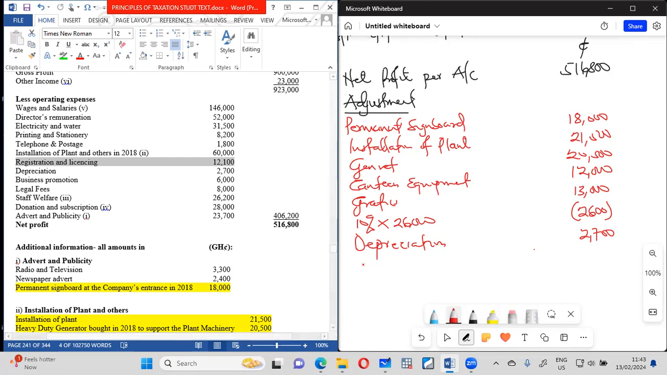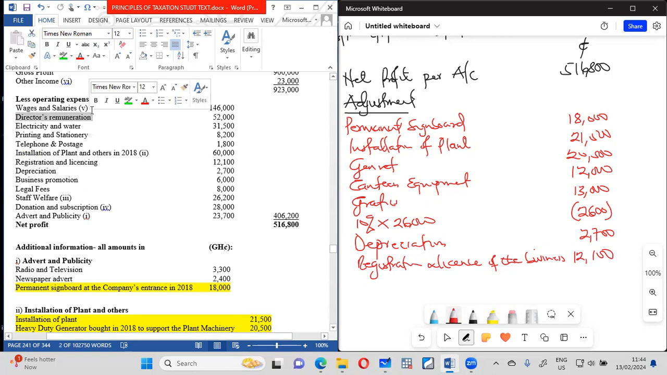So I'm on the basis that this is the registration and license of the business. That is the only reason why I'm adding it back. That is the basis, so it will be 12,100. Then we've tackled this. Postage, yes. Electricity, yes. Directors' remuneration, this one too is another thing. You have to know which directors those are. Since it's directors' remuneration, we assume that it's one of the executive directors.